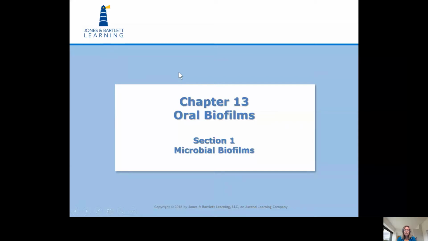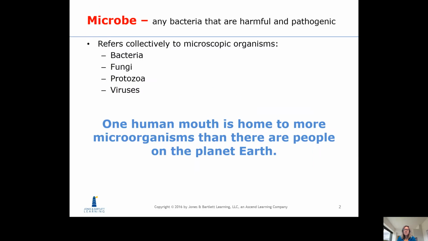So this is Chapter 13, Oral Biofilms. A microbe is any bacteria that are harmful and pathogenic. It refers to bacteria, fungi, protozoa, viruses. One human mouth is home to more microorganisms than there are people on the planet Earth.